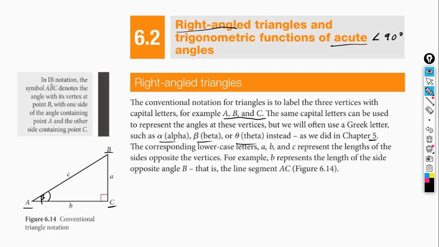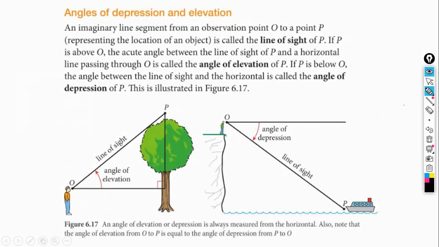The corresponding lowercase letters a, b, c represent the lengths of the sides opposite the vertices. So notice that lowercase a is the length of the side opposite angle capital A. The same thing for B and C. So, for example, b represents the length of the side opposite angle B, that is the line AC. So AC is opposite angle B.